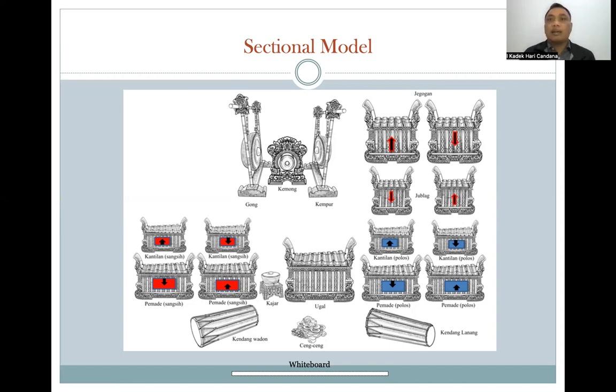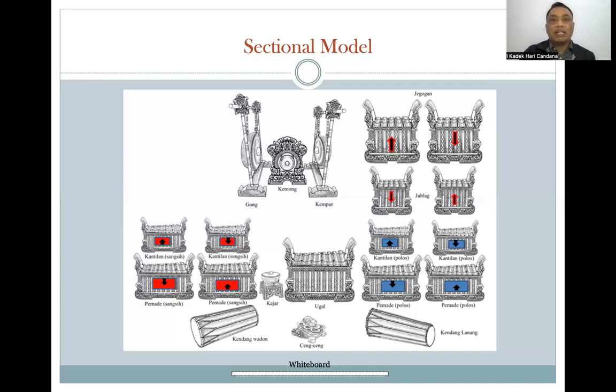The Gangsa players experienced difficulties when they were encouraged to play the patterns polos and sangsih simultaneously, since they played different patterns and it was difficult to synchronize. In addition, they were unaccustomed to playing next to one another. This was understandable, considering that polos and sangsih patterns must interweave in order to perform the kotekan accurately.